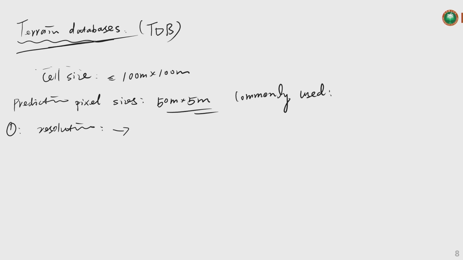And another thing is accuracy. Such a level of accuracy with such pixels is really acceptable for the design or for practical radio planning purposes. And this is in respect of the resolution.